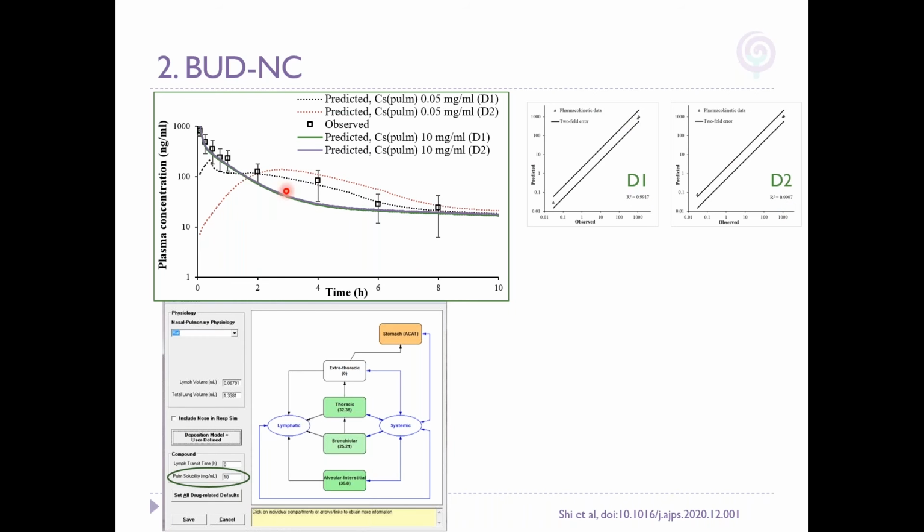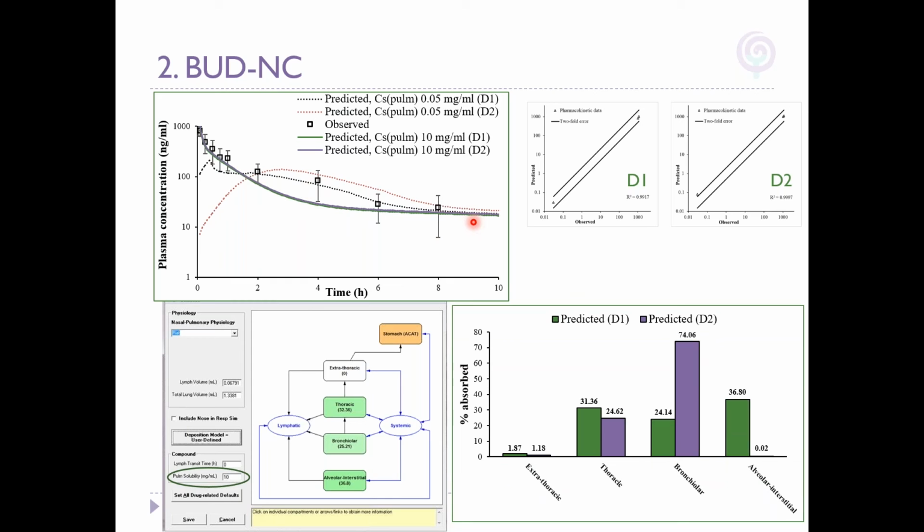Although not visible in budesonide plasma profiles, the only differences between outputs based on two different deposition data sets lie in the different pulmonary regional drug absorption.